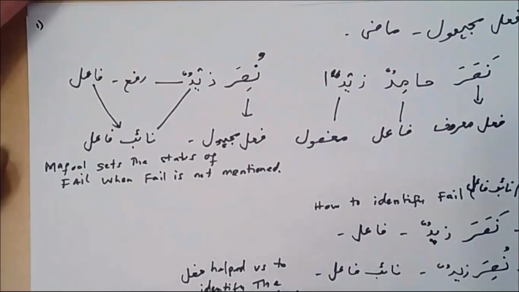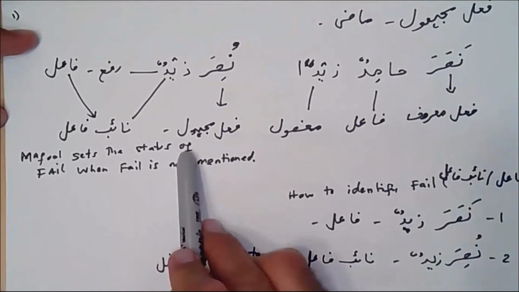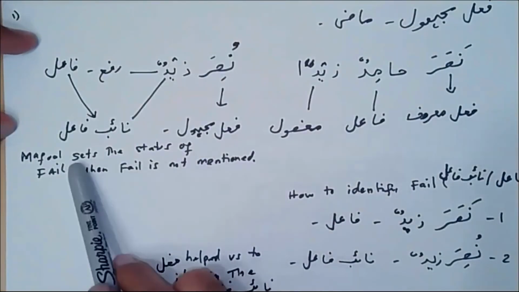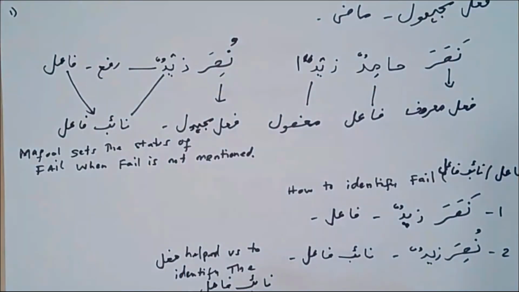Making sense? So maf'ul gets the status of file when file is not mentioned. When it does that, it is known as the naib file, or deputy file. We cannot call it just file.